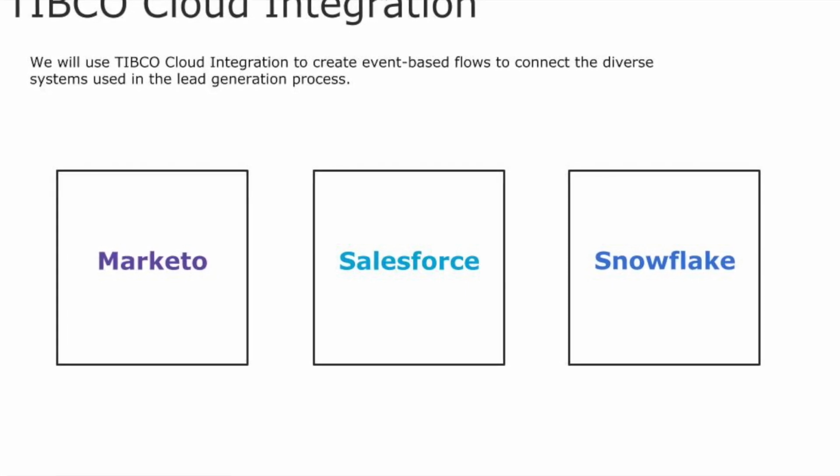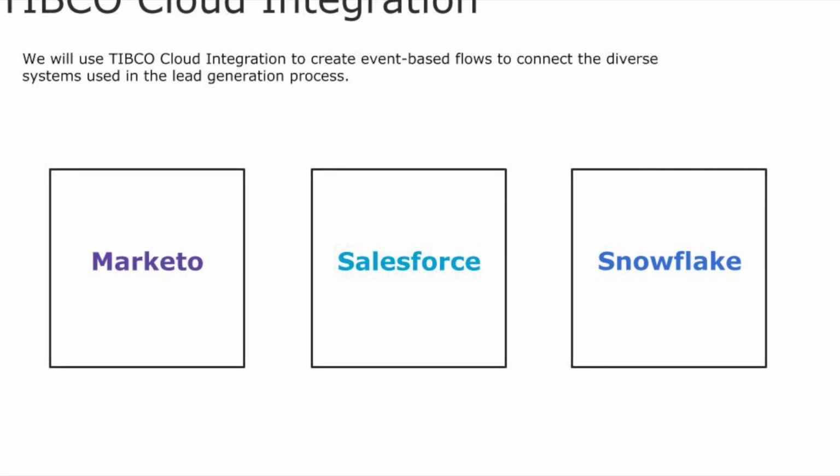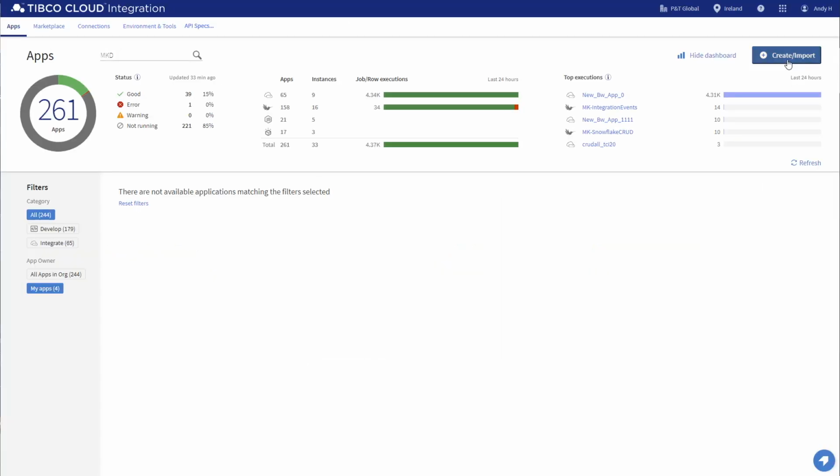Then, in part 2 of the series, we will show you how to continually monitor this integration to prevent disruption to your lead generation program. To implement our solution, we will construct an event-driven app using TIBCO Cloud Integration's Visual Flow Designer. When a prospect fills out an online form requesting information, an event is generated in Marketo. Our first flow will listen for this event and initiate an update to Salesforce to create a new contact.